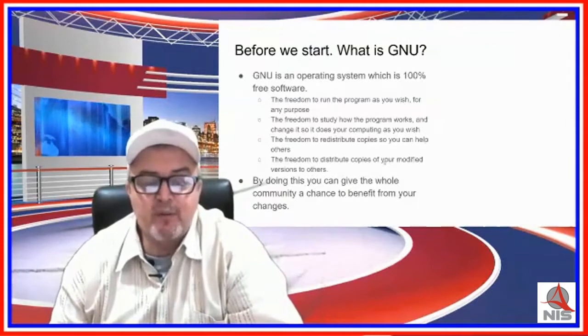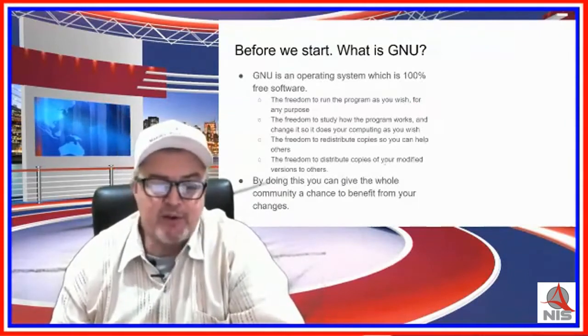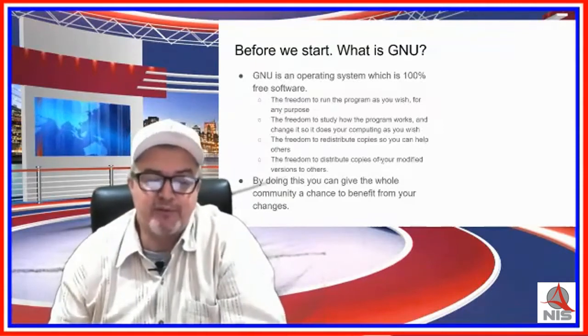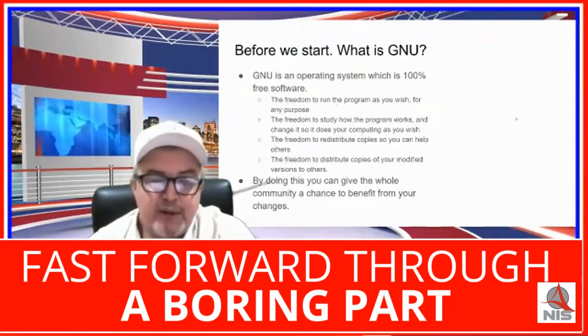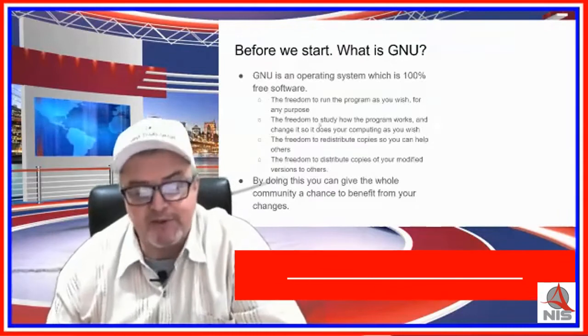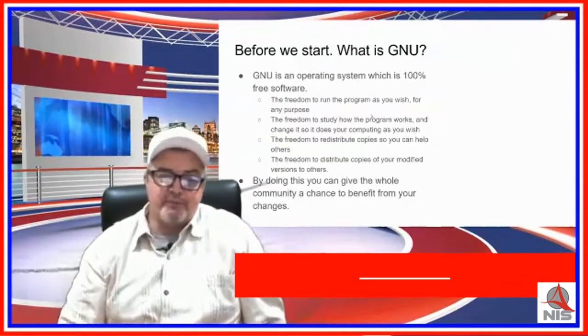Before we start, what is GNU? GIMP is made by GNU. GNU is an operating system which is 100% free software. People who use the GNU system have the freedom to study how the program works and change it. Those changes should be copyable as well. The freedom also lets other people in the community benefit from your changes.